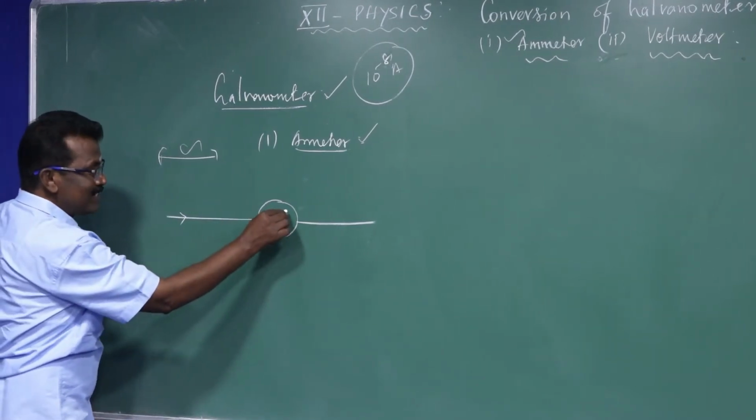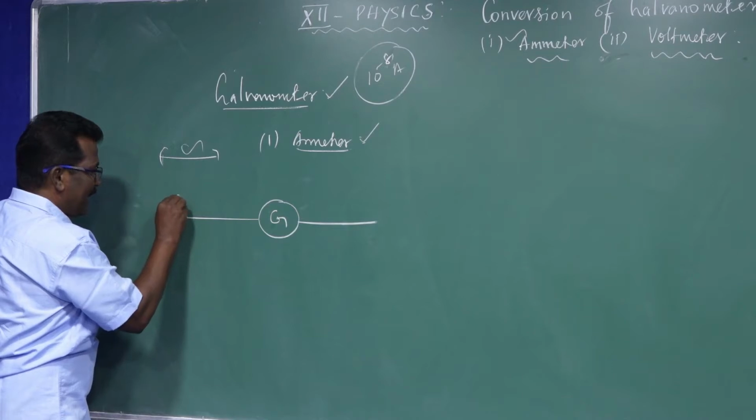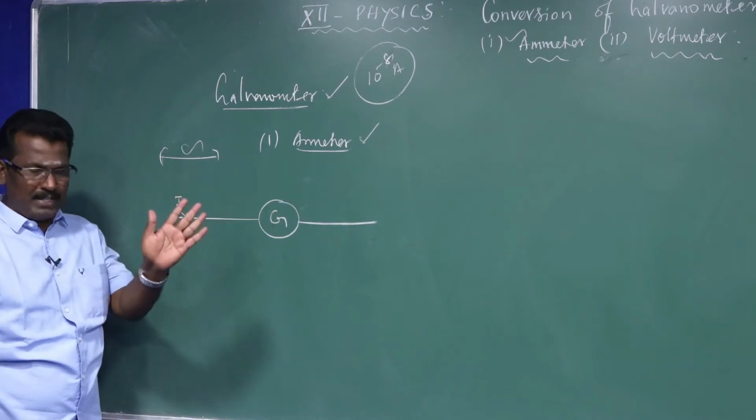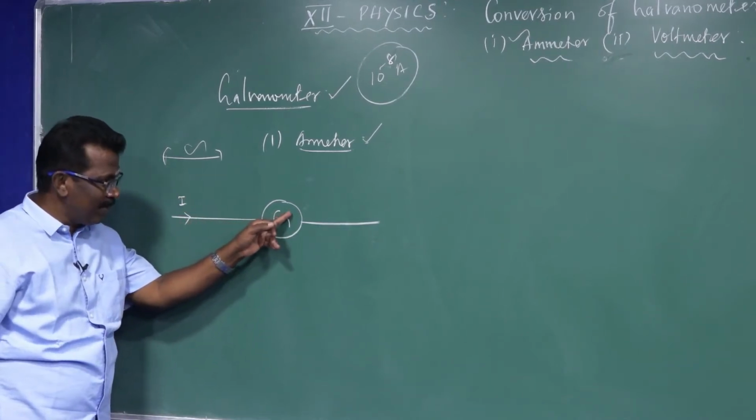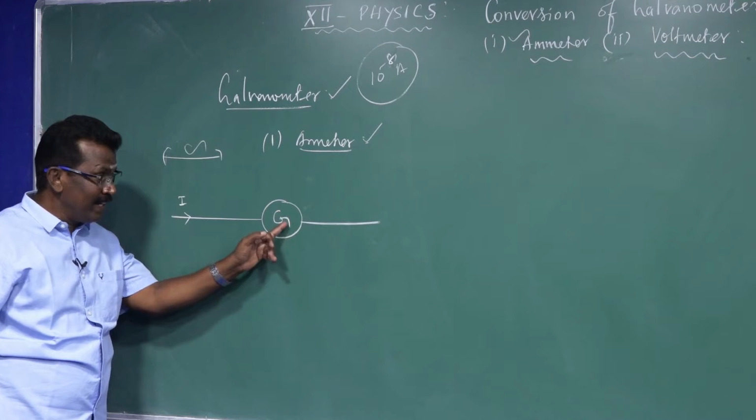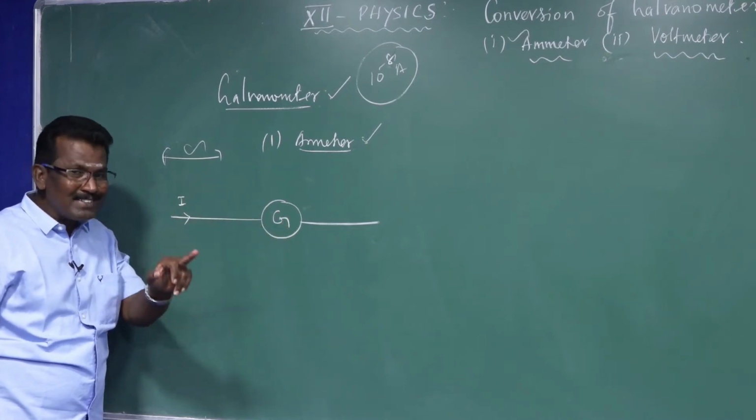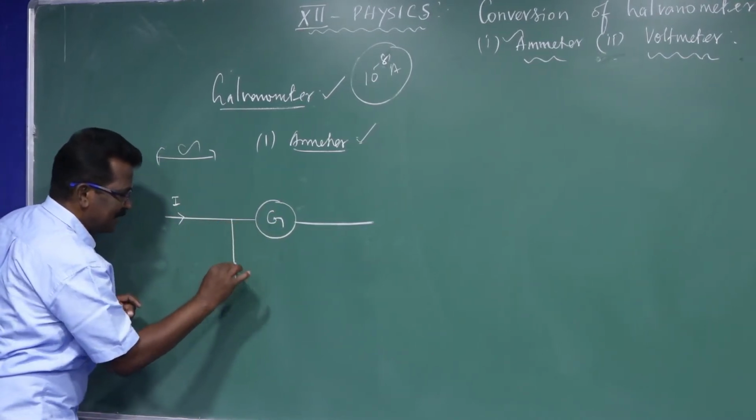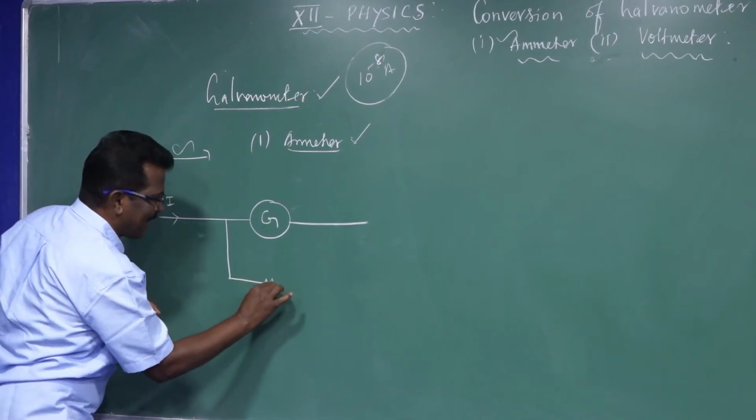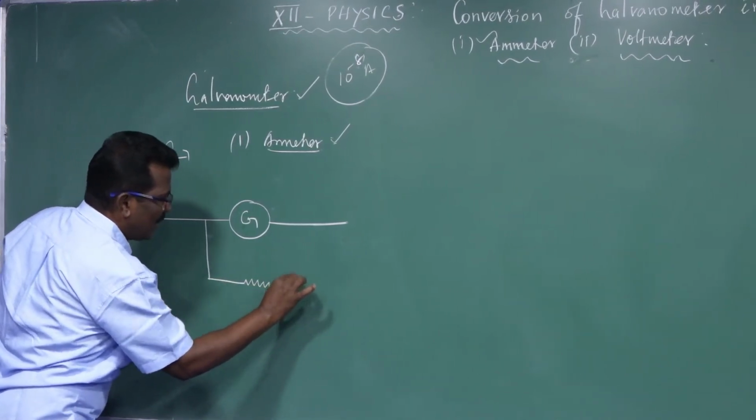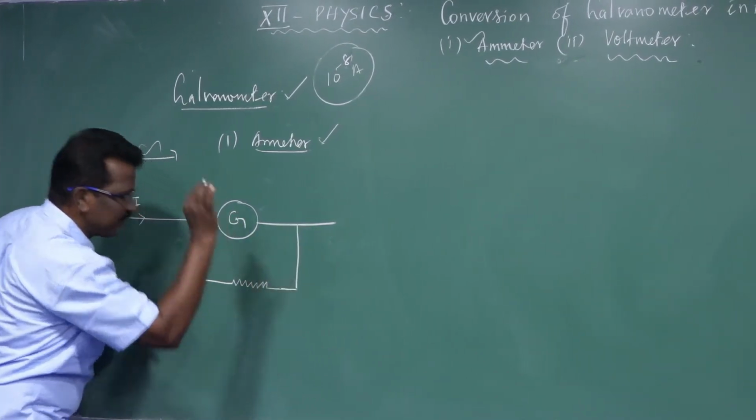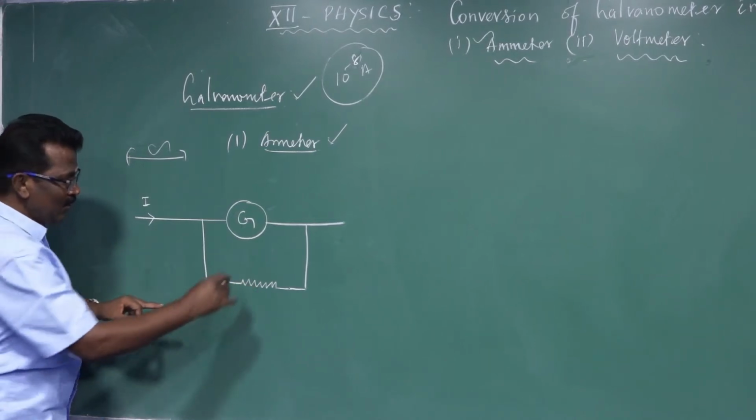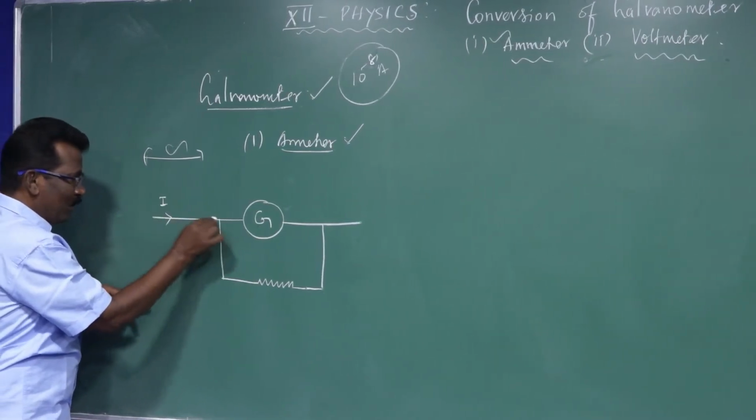So it is highly sensitive. If I is the amount of current, any large amount of current passing through the galvanometer will damage it. To avoid the damage, we have to bypass the current by adding some other resistance across the galvanometer. This is the resistance. So I is the amount of current flowing through the circuit.